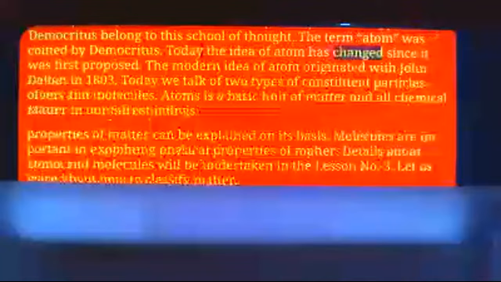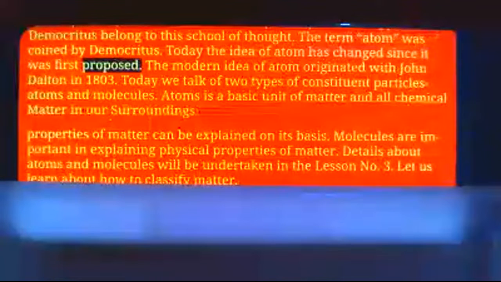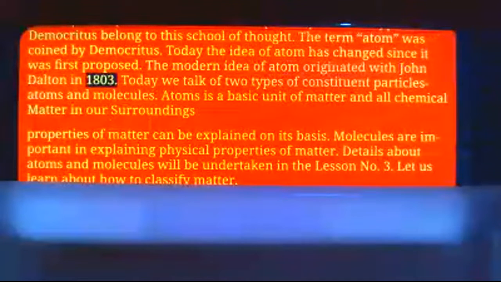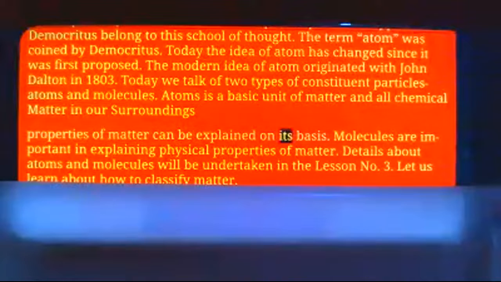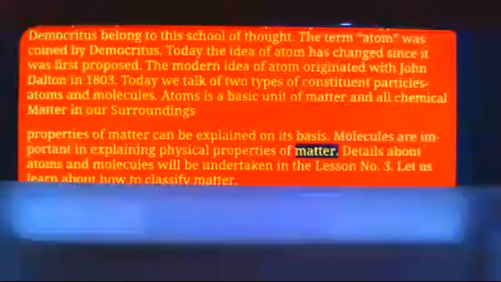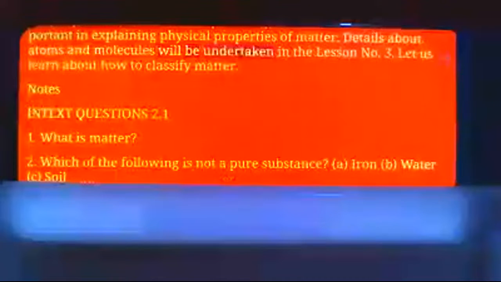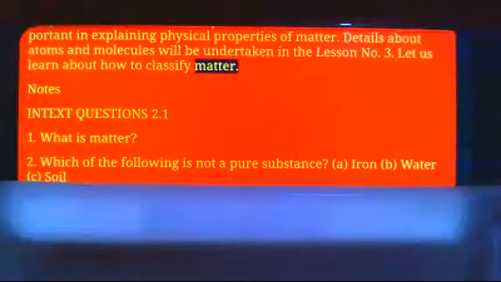Today, the idea of the atom has changed since it was first proposed. The modern idea of the atom originated with John Dalton in 1803. Today, we talk of two types of constituent particles, atoms and molecules. The atom is the basic unit of matter in all chemical matter in our surroundings. Properties of matter can be explained on its basis. Molecules are important in explaining physical properties of matter. Details about atoms and molecules will be undertaken in lesson number 3. Let us learn about how to classify matter.